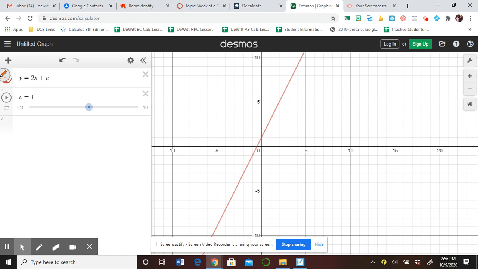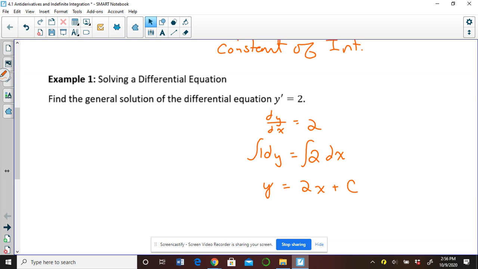So let's look at this graphically. I have a graph and I've typed in our antiderivative, y equals 2x plus c. And then when I push play, that kind of shows you what that constant does. As you already knew, it's going to shift the function vertically, up and down depending on what c is. So that's the importance of the constant of integration. If you forget it, you will lose a decent amount of points. So please make sure that you remember the constant of integration.